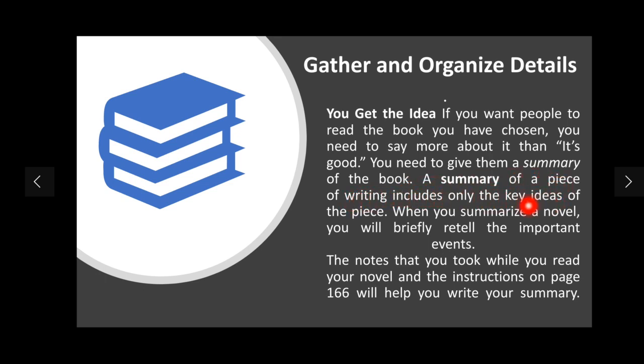A summary of a piece of writing includes only the key ideas of the piece. So you have to give them the important events or key ideas in the piece of work. When you summarize a novel, you will briefly retell the important events. So of course, when you summarize the book, you have to tell them what important events take place inside the story. In this way, you make a summary interesting. You tell your audience how good this book is, so they will take interest and they will read it.